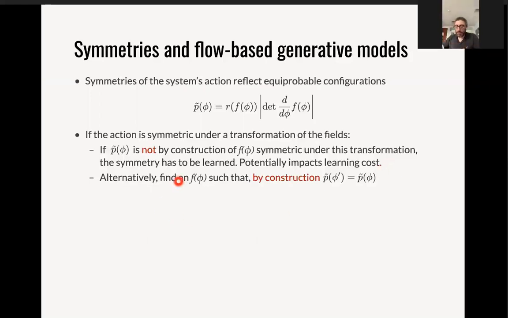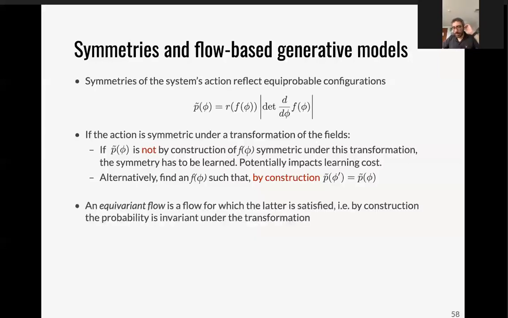So an alternative way is to find a function that can, by construction, be symmetric under this transformation. So that's what they define in the paper, mentioned at the beginning of my slides in the box, where they define these equivariant flows, which are flows for which these symmetries are satisfied. So by construction, the probability is invariant under the transformation.